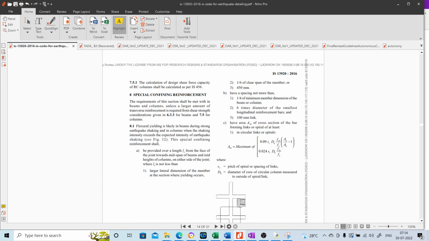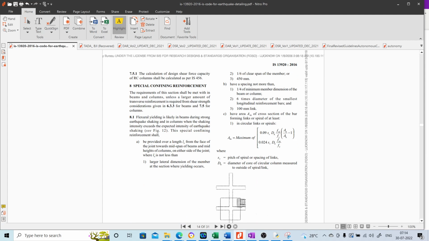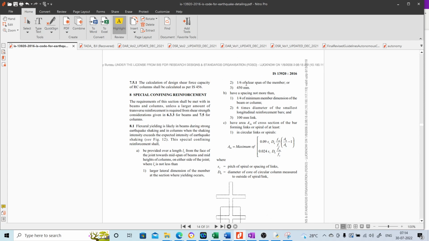Now how to design special confining reinforcement. So first thing is L0. So what is this L0? L0 should not be less than the largest of the following: first, the largest lateral dimension of the column; second, 1 by 6 the clear span of the member, that is 1 by 6 the height of the column; and third, 450 mm. So that is regarding L0.